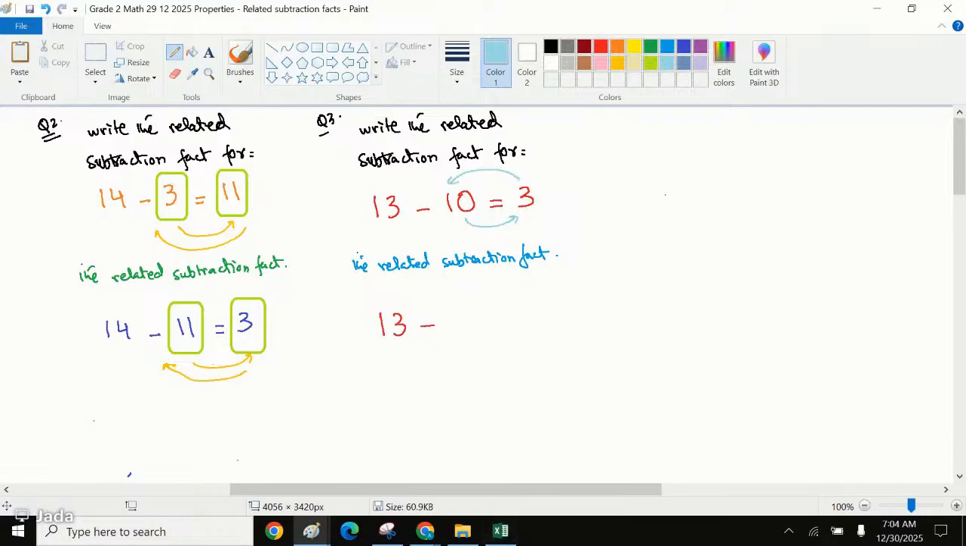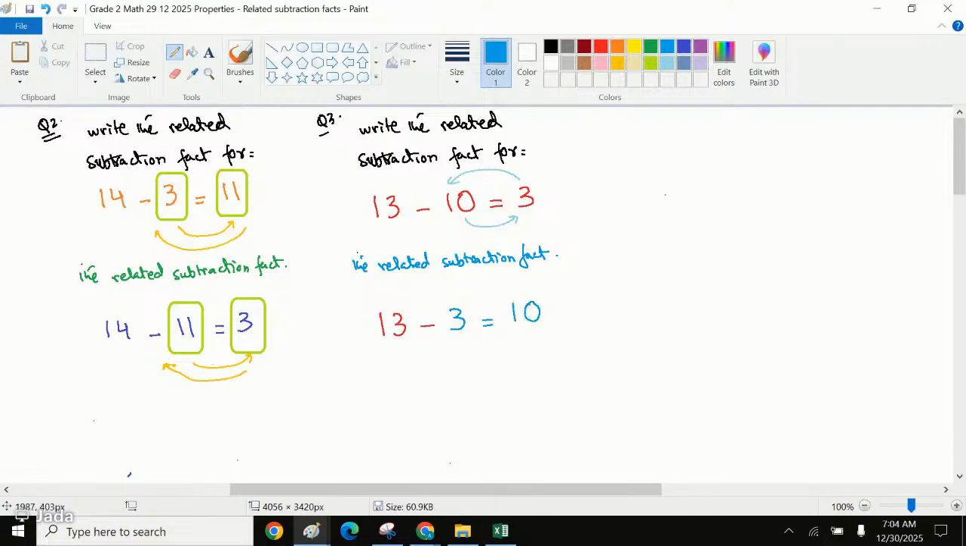Previously, the question was 13 minus 10. It's a swap, or a simple swap. We can have different terminologies for the same thing. So the answer would be 13 minus 3, which is equal to 10.